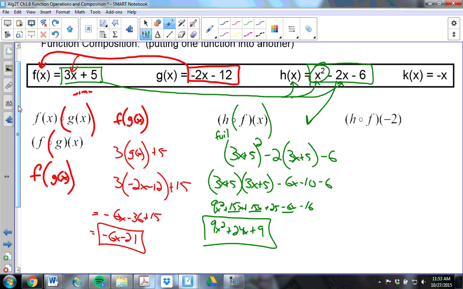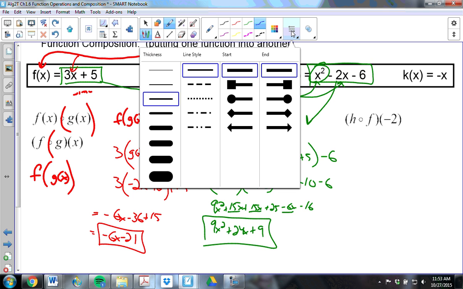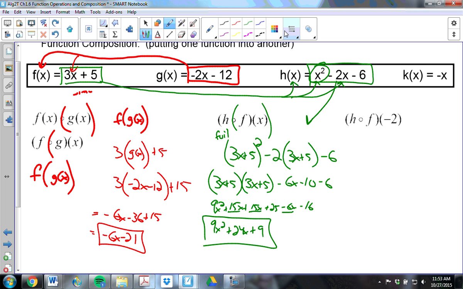Finally, h of f of negative 2. I have 2 options. One option is I've already found h of f of x. Since I've already found this, to do this, I could just plug a negative 2 in down here. Which becomes 36 minus 48, which is negative 12. Plus 9, which is negative 3. I could find it that way. It's negative 3.